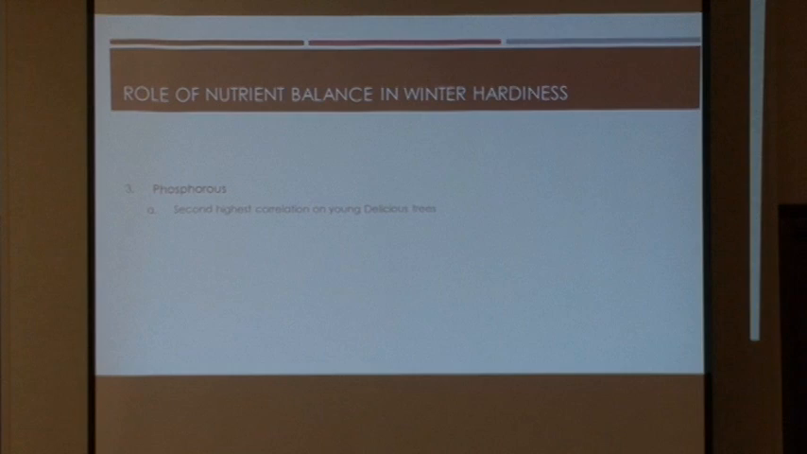And phosphorus, yeah, this is important. Phosphorus does play a really strong role. We're going back to that cell membrane. Phosphorus is an integral part of the cell membrane, and if that cell membrane is tough, then it is going to be more resistant to winter injury.